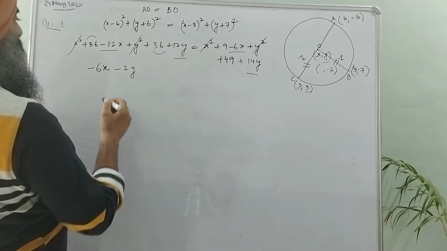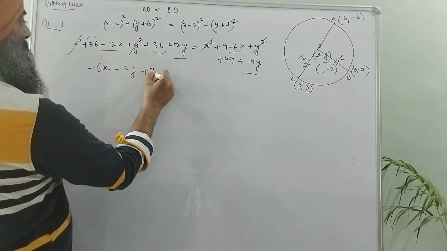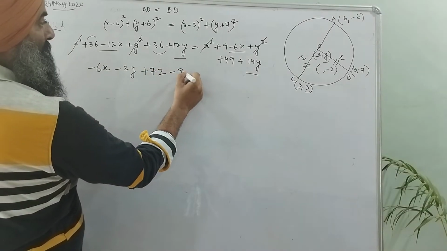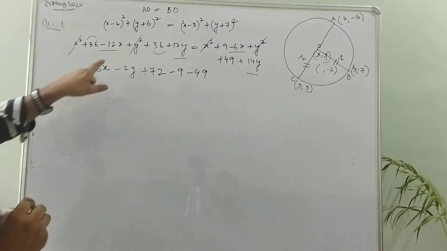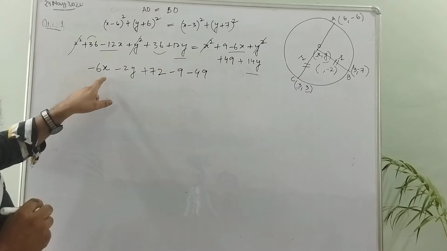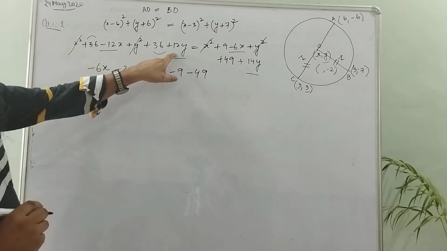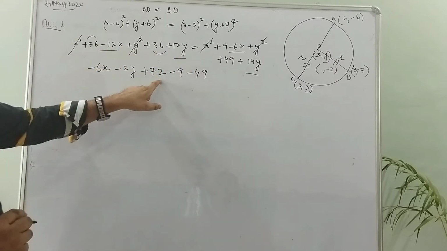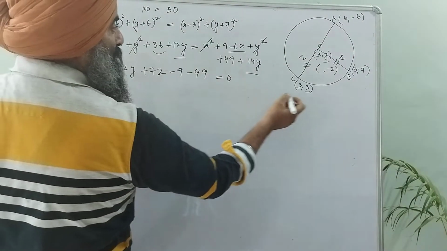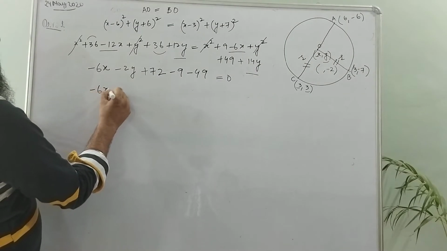Alright. So how much is 36 plus 36? That is 72 minus 9 minus 49. Everything is clear? Minus 12x plus 6x is minus 6x. 12y minus 2y plus 36, 72 minus 9 minus 49 is equal to 0. Put the value for y. Y is minus 2. So it becomes minus 6x.